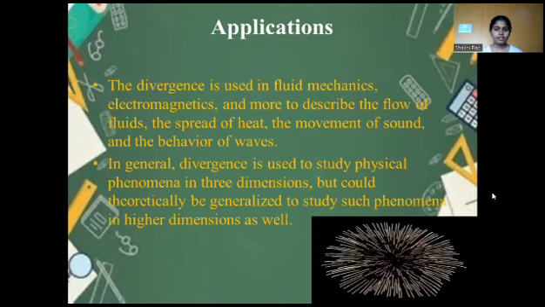And here we have its applications. The divergence is used in fluid mechanics, electromagnetics, and more to describe the flow of fluids, the spread of heat, the movement of sound, and the behavior of waves. In general, divergence is used to study physical phenomena in three dimensions, but could theoretically be generalized to study such phenomena in higher dimensions as well.